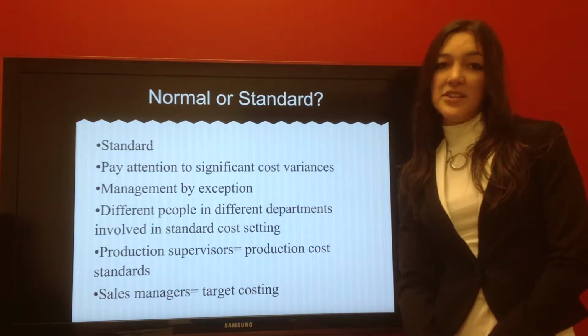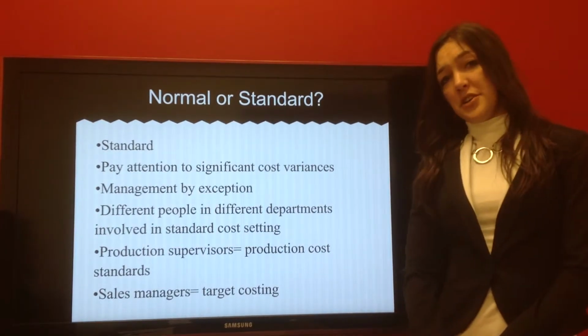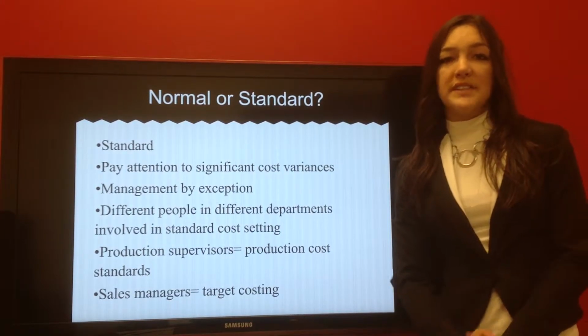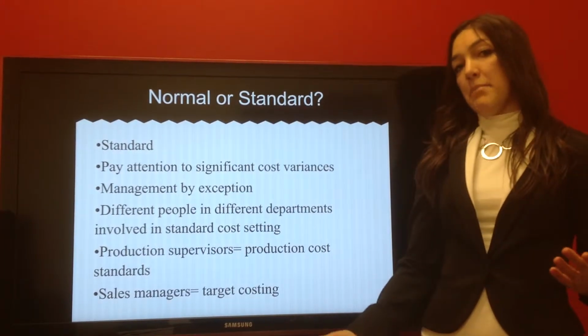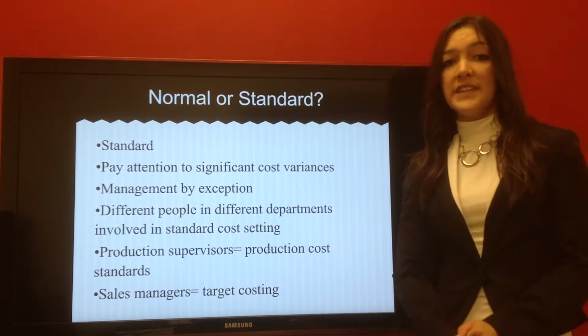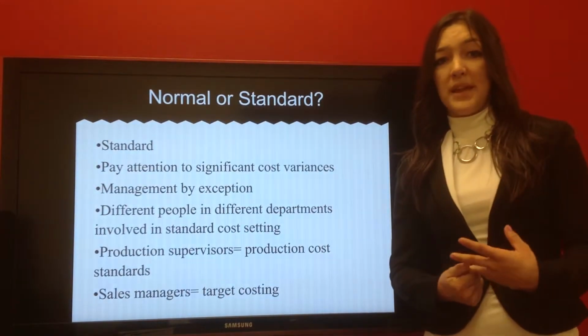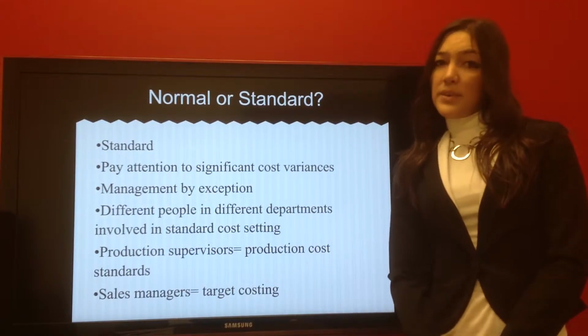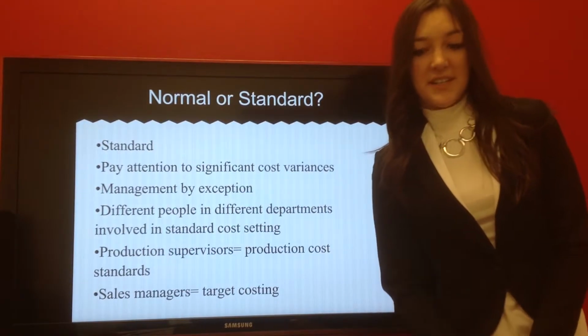For standard setting, they should not rely solely on the managerial accountant. Many different people in different departments should be involved in standard cost setting. For example, in the production department, the production supervisor should be involved, and in the sales department, the sales manager should be involved. Now Hall will tell you about the material variances.